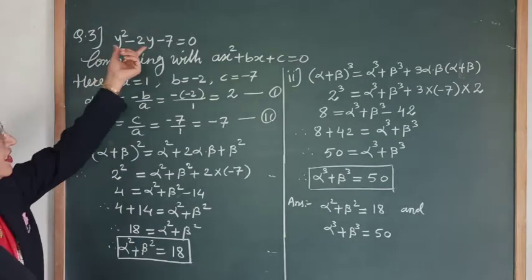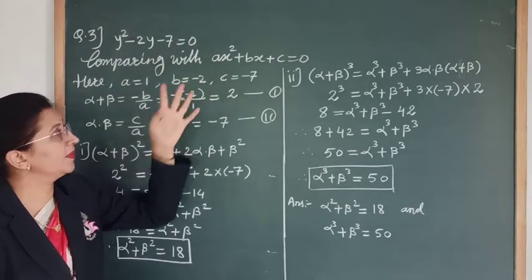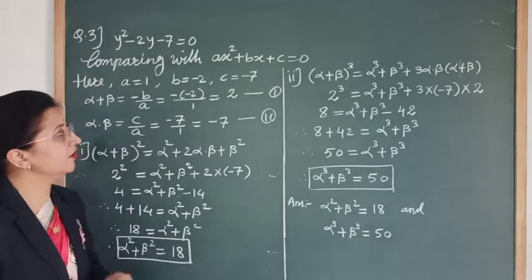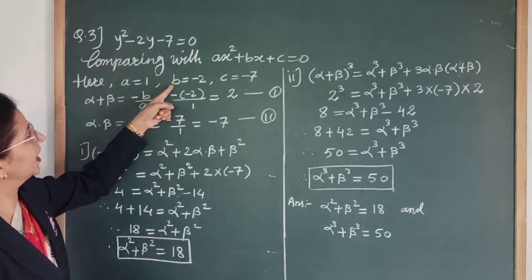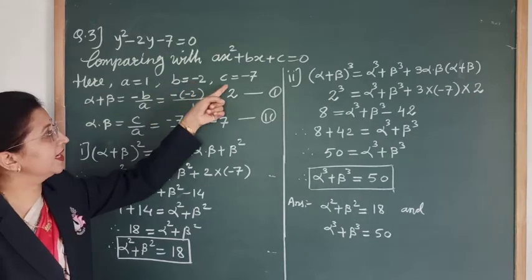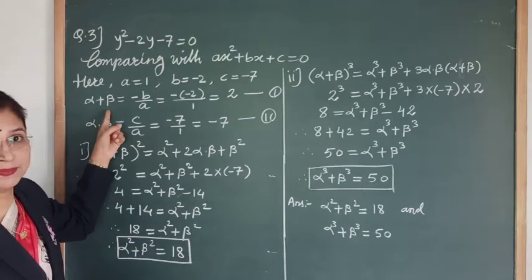The equation is in standard form, so let's compare it with the standard form, that is ax square plus bx plus c is equal to 0. Here we got the value of a as 1, the value of b as negative 2, and c as negative 7. So let's find out alpha plus beta.